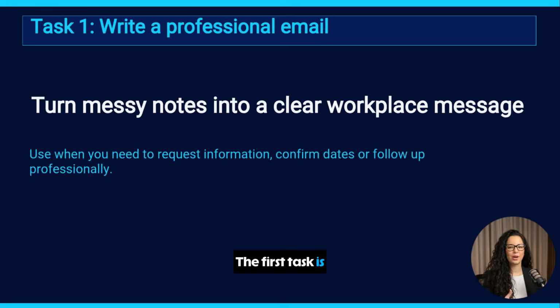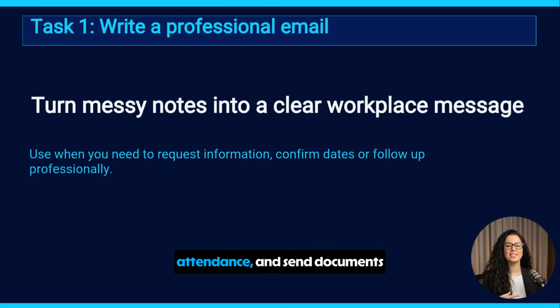The first task is writing professional emails. Many people waste time trying to turn messy notes into a polished message. You might have dot points, such as, meeting moved to Thursday, need final numbers from finance, ask everyone to confirm attendance, and send documents before Wednesday afternoon. Instead of starting from a blank page, give ChatGPT the notes and ask it to create a clear email with a subject line, short paragraphs, and one clear action for the reader.